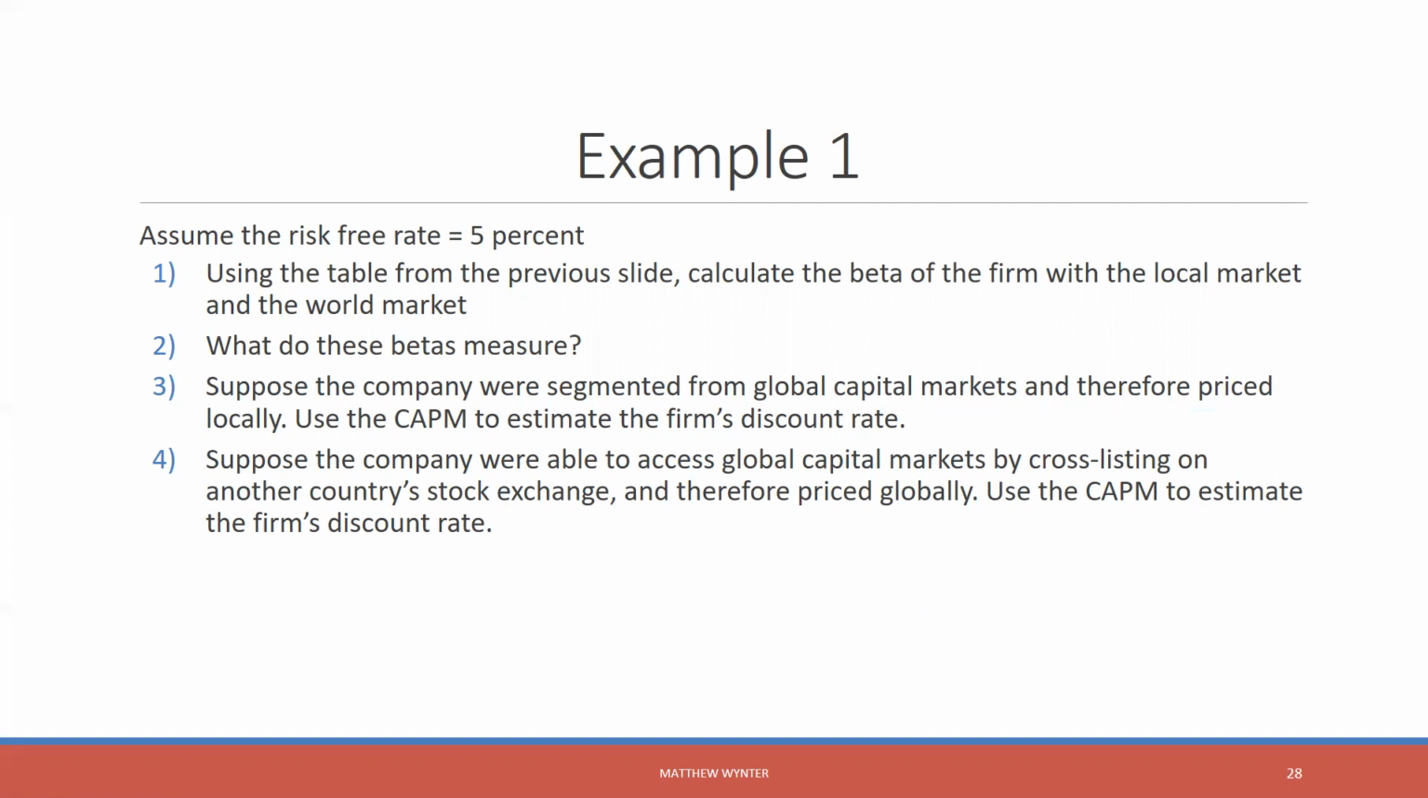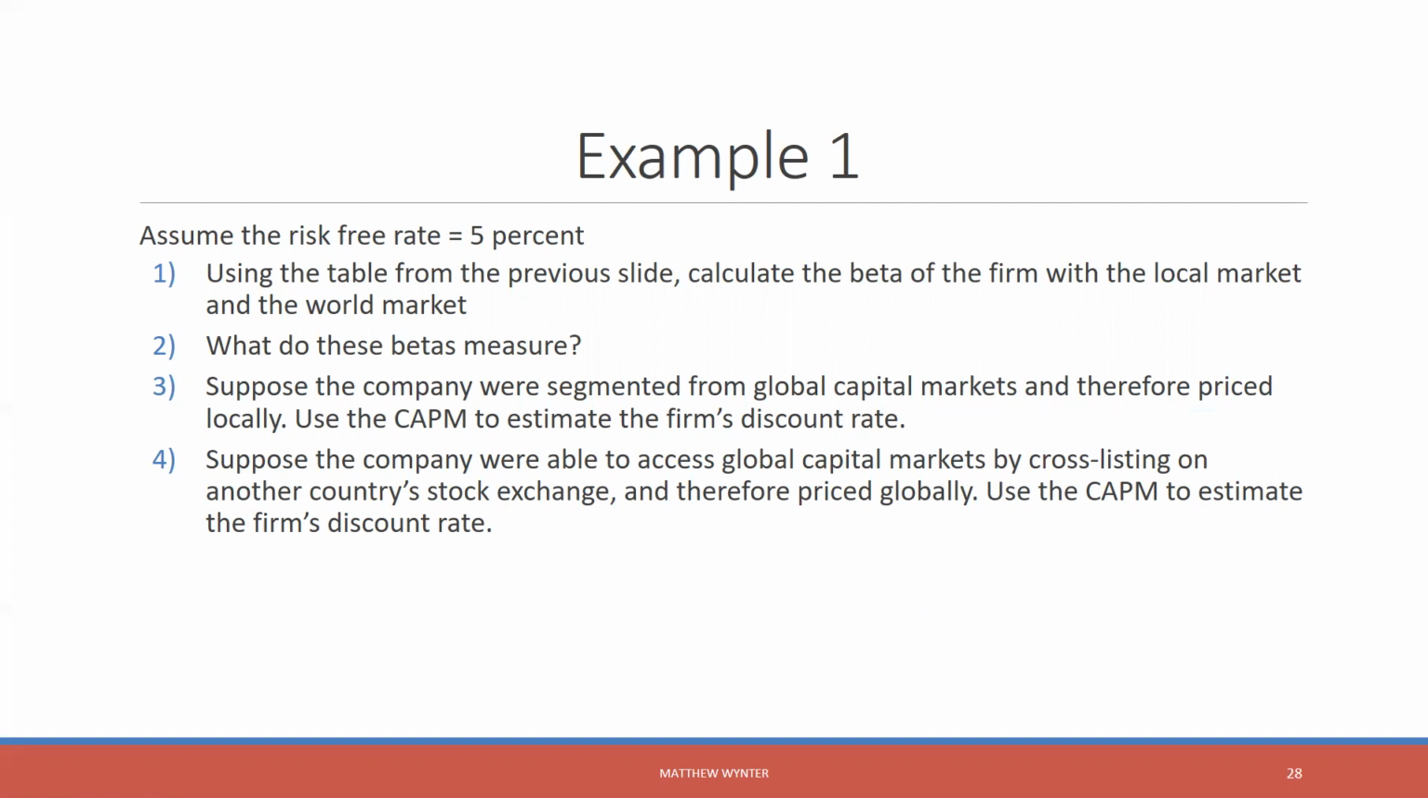return for firm I. If firm I had a beta of negative 1.5, we would be saying that a 1% increase in the expected return for the market, we expect a negative 1.5% decrease in the expected return for firm I.